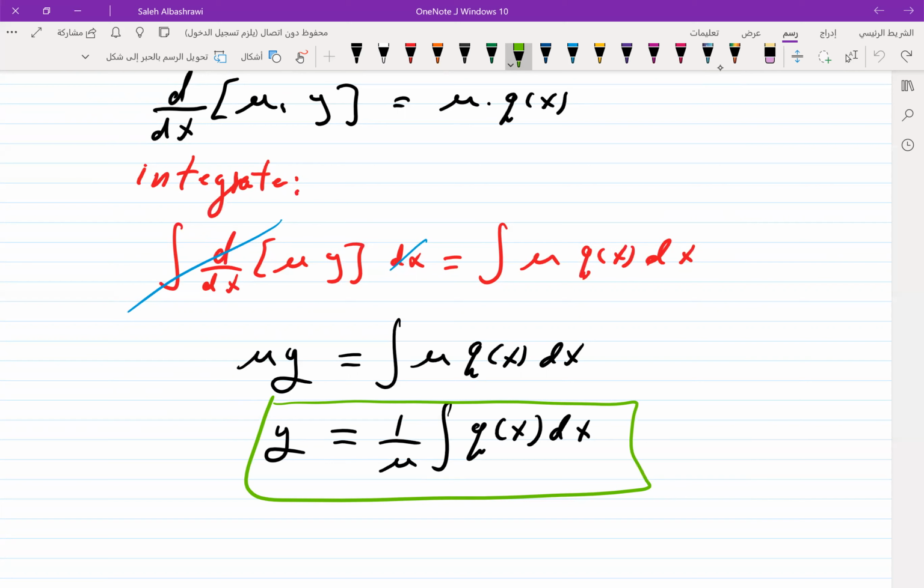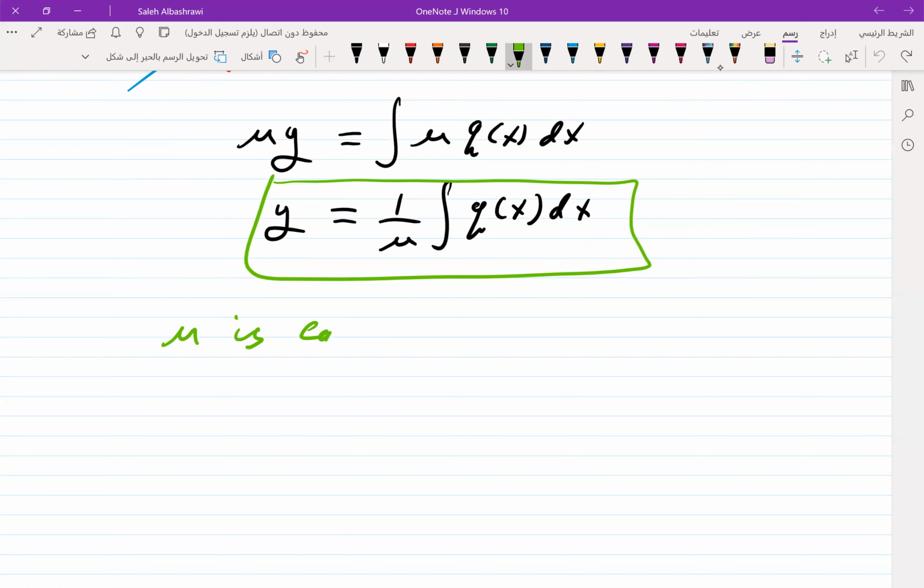This technique is called the method of integrating factor. Mu is the integrating factor. So this is the idea of solving a linear differential equation using the method of integrating factor. Let's have some examples.